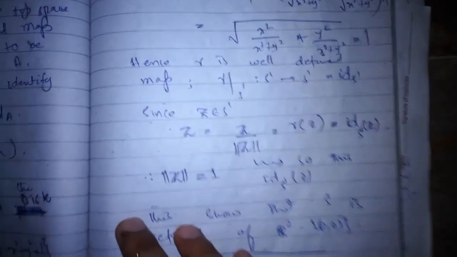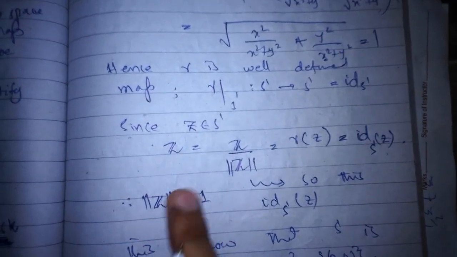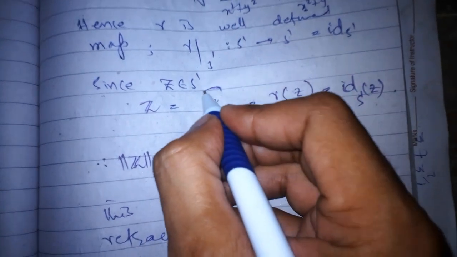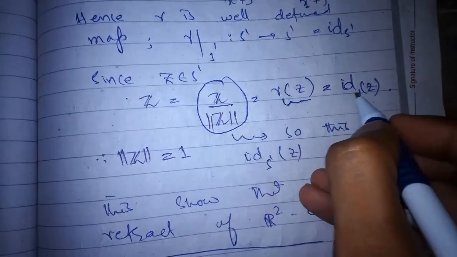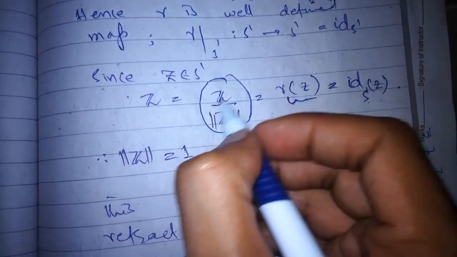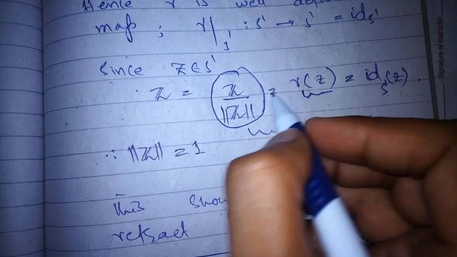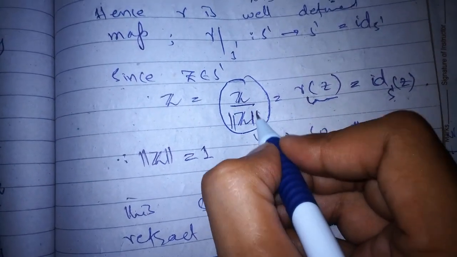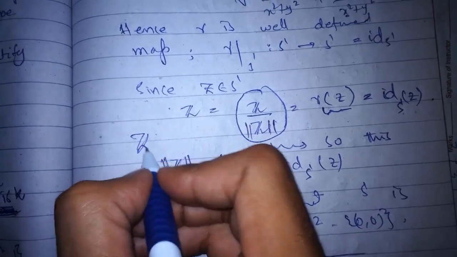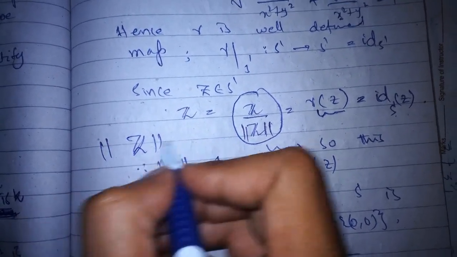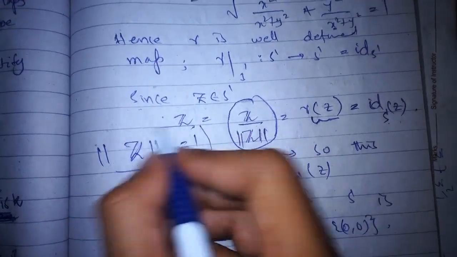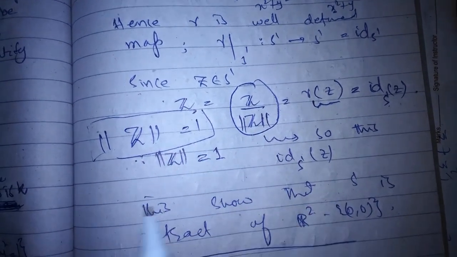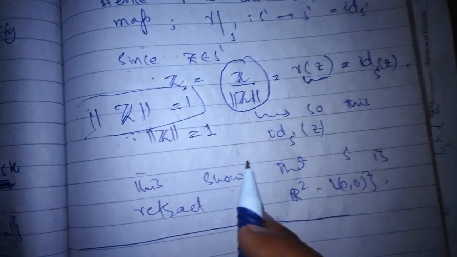Here is the function R of z. If we restrict the domain to S1, this type of function is z upon the modulus, the norm of z. As we know, the norm of z is equal to 1. This is the unit circle, and the unit length is 1.